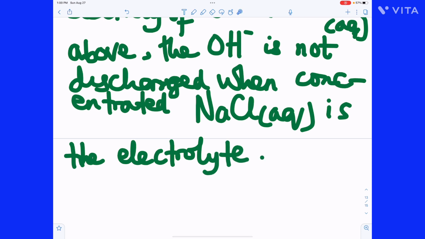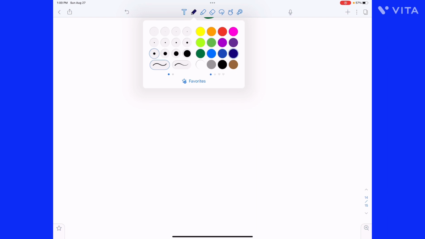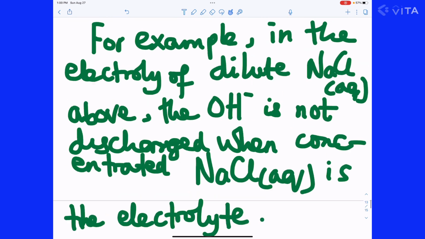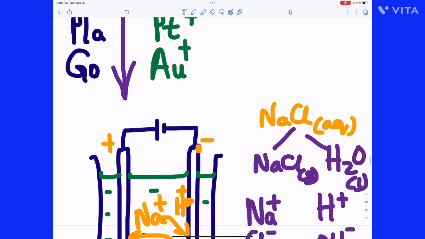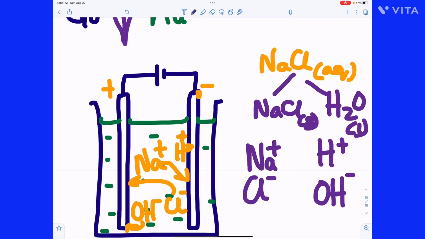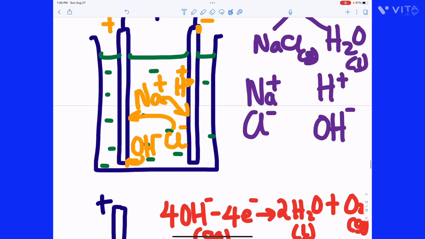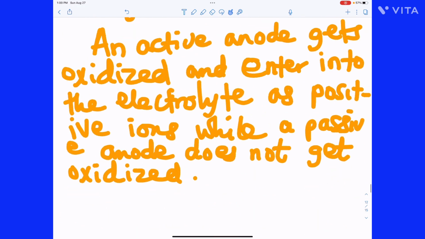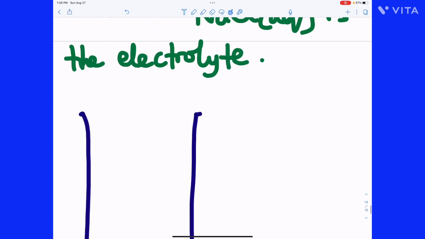So what happens in that case is that if the electrolysis was conc NaCl, here we said the electrolyte was dilute NaCl. Here the electrolyte was what? Dilute NaCl. But if you change this electrolyte to conc NaCl, a different thing happens at the anode. Let's take a look at that.